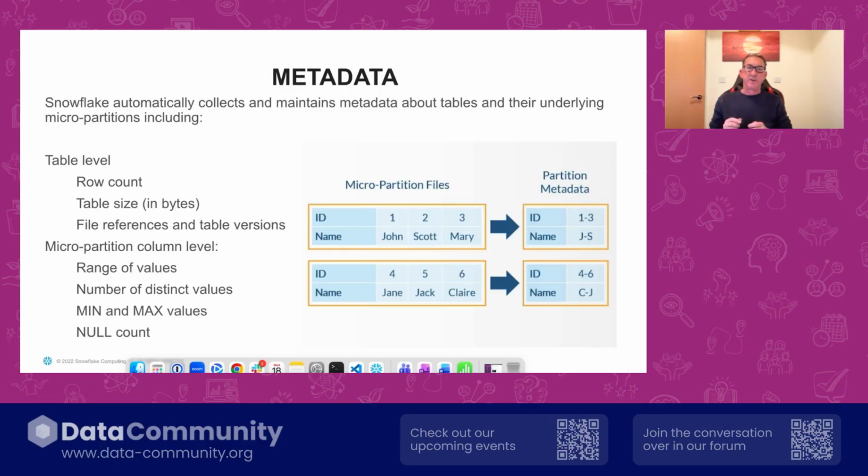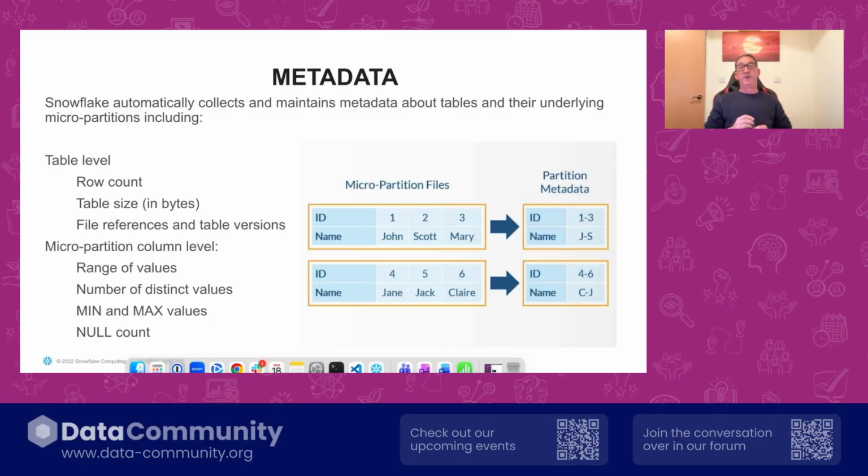So in Snowflake we automatically contain this metadata. At the table level that you see on the slide, such as row count, table size in bytes, file references, in terms of where the data is actually stored in our data storage layer, and table versions, as we mentioned earlier. At the micropartition level, we're keeping track of every single one of those columns. So the range of values: what is the minimum and the maximum on that first micropartition? The minimum is 1 and the maximum is 3.